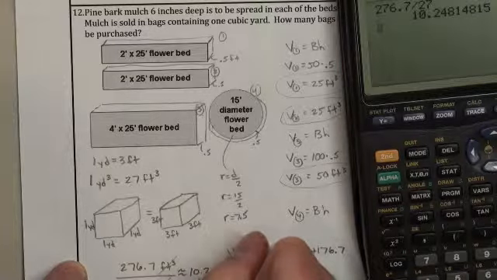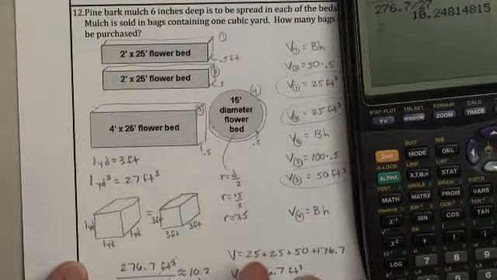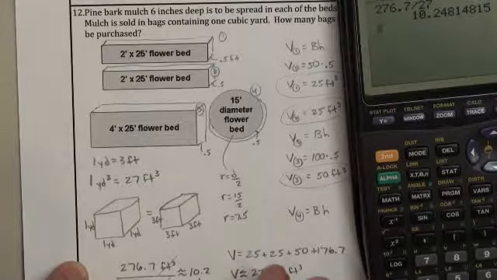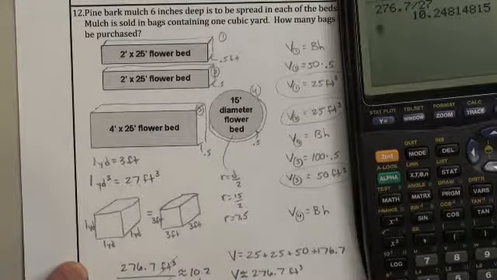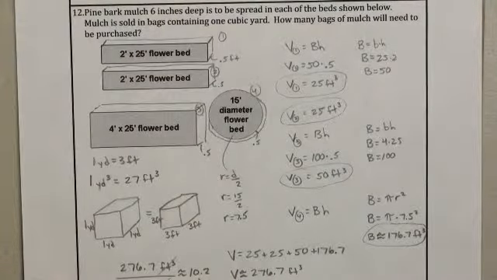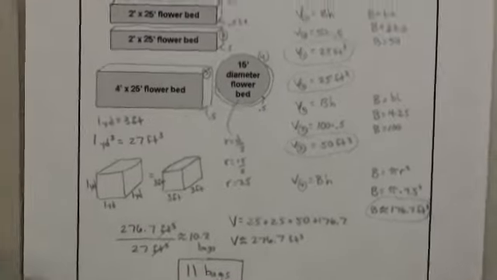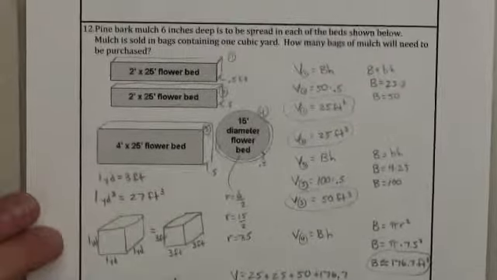bags, but you can't buy 0.2 of a bag, so you need 11 bags. You always have to round up when you're talking about buying bags of things. You need 10 bags plus another part of a bag, right? So you need a total of at least 11 bags. Do you get that? That is a tough, long, tedious problem, right? But this was a Regents question, okay?